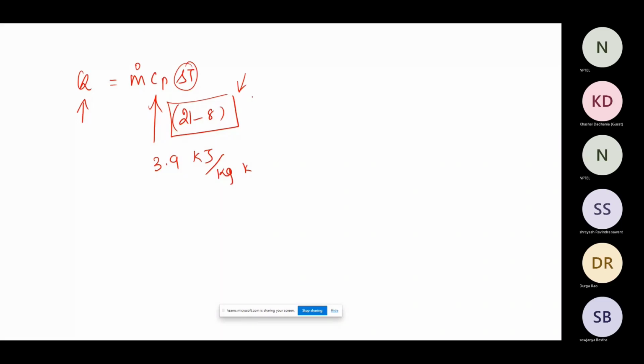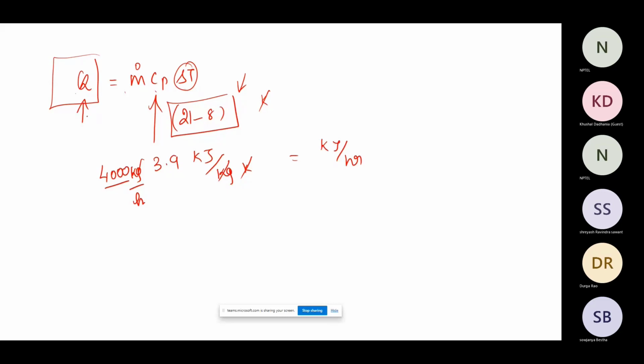So this is the value. This comes as a K. And then they have given mass flow rate as 4000 kg per hour. Right? Kelvin gets cancelled, kg gets cancelled. What you get is kilojoules per hour. Right? So for the milk side, you have the mass flow rate, the specific heat, and the temperature difference. So you calculate what is Q.